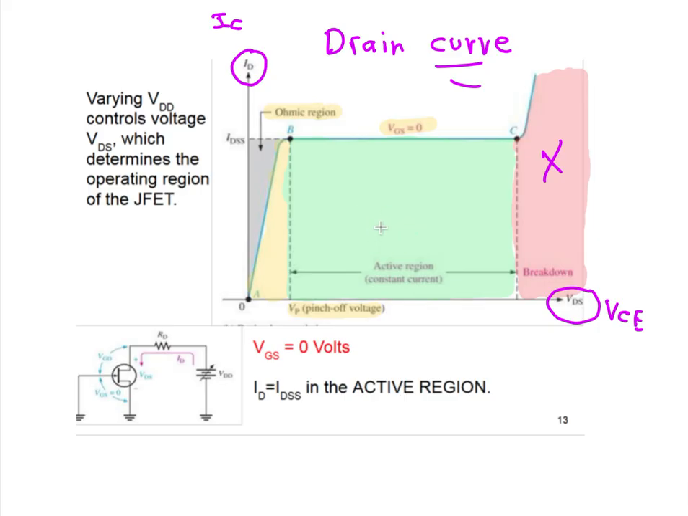Now BJTs are absolutely linear if you're up in the active region with a high current gain. JFETs are not, and neither are MOSFETs, by the way. However, they still can act as a constant current source up in the active region here. So that's this green area up in here. This region here, an ohmic region, can be biased to be a voltage variable resistor.